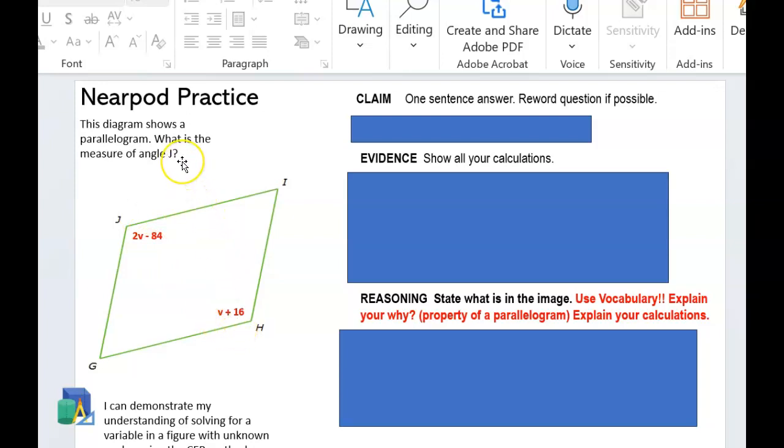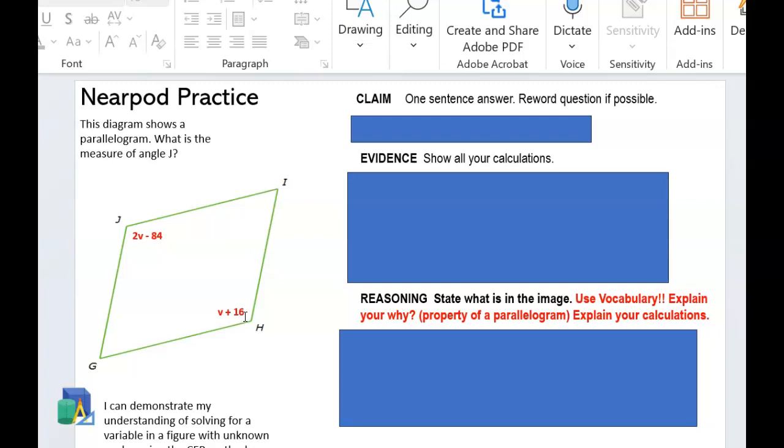And up here, they're asking me for the measure of angle J. Angle J is 2V minus 84. So we need to figure out what V is before we could figure out what the angle is. Since they're giving me opposite angles, one of those four properties is that opposite angles are congruent. And so that's the one I'm going to use to solve.